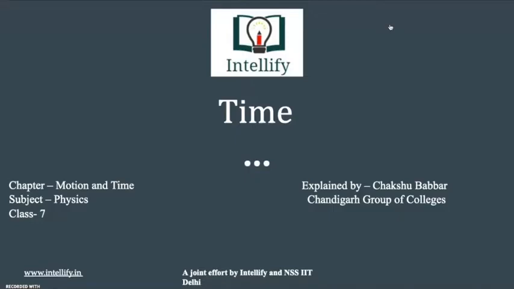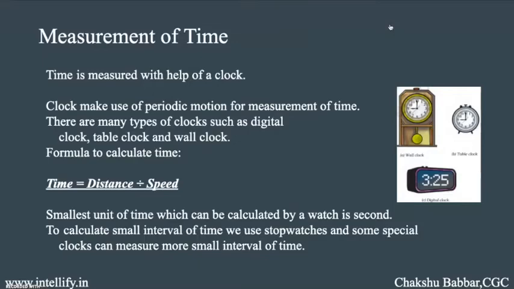Today, our topic is time. See, how we measure time. Time we can measure with the help of a clock, and a clock makes use of periodic motions for the measurement of time. Periodic motions are those which repeat after a fixed interval of time.